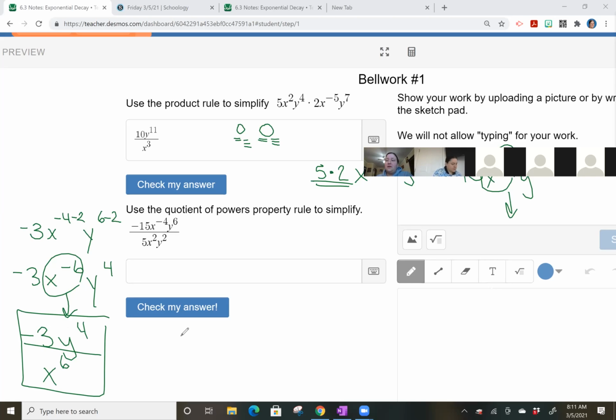All right, does anybody need extra time on bell work number 1, or have any questions about bell work number 1? All right, I'll give you a few more seconds. While we're waiting, if you guys could move to slide number 2, so we can get started on that very quickly.